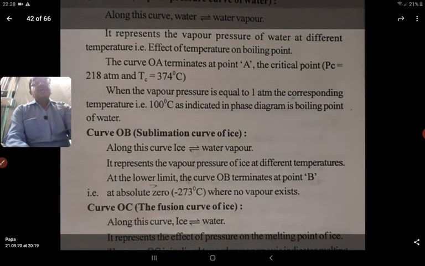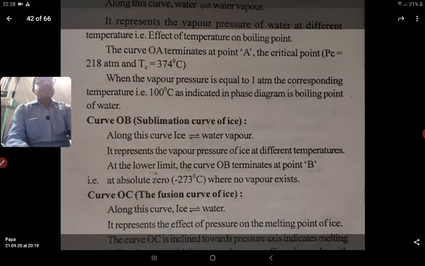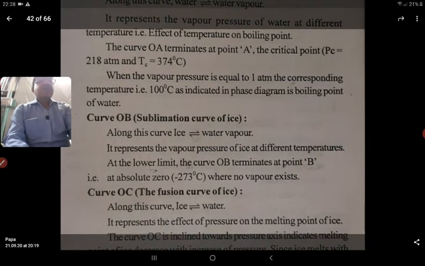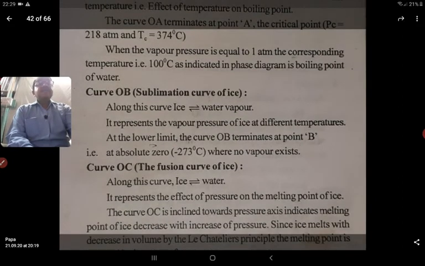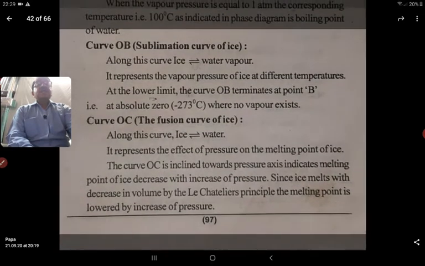Next is curve OB. Curve OB is the sublimation curve of ice. Along this curve, ice is in equilibrium with water vapor. It represents the vapor pressure of ice at different temperatures. At the lower limit, the curve OB terminates at point B, that is at absolute zero, minus 273 degree centigrade, where no vapor exists.